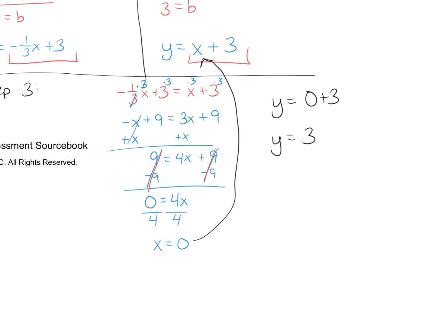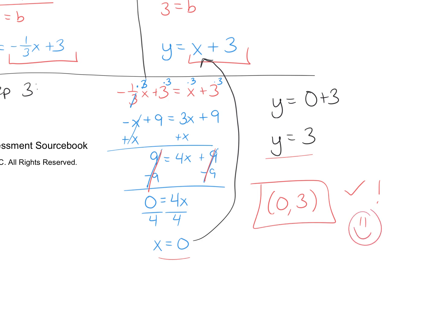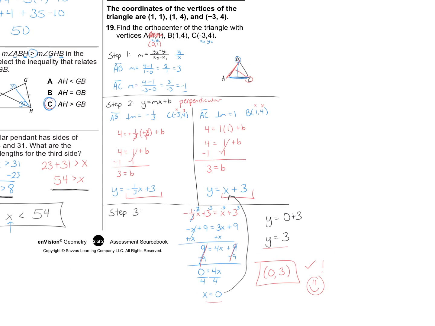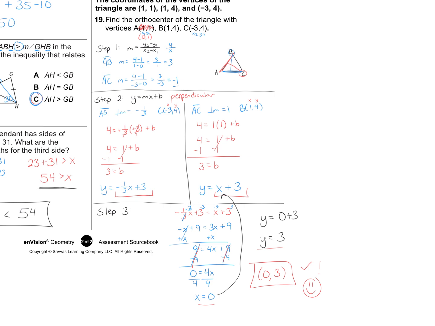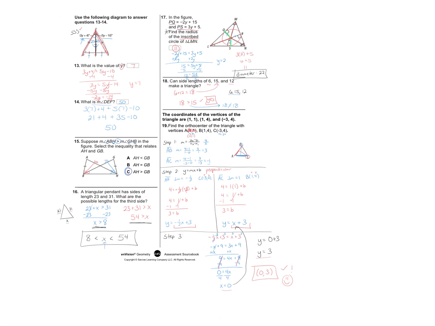After you did all that work, what's the last thing you need to do? Write a coordinate, right? What's my coordinate? 0, 3. Done. Okay. Any questions on number 19? Okay. Just remembering those steps. Okay. Do repetition. Okay. All right.